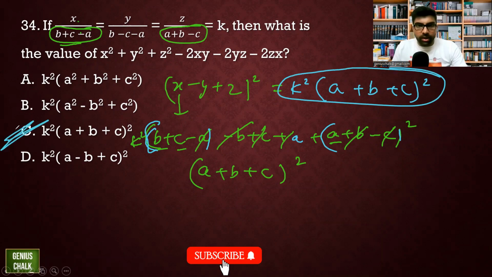I hope this concept is clear. So this is just a formula. We have opened the formula. I have put these values because this was square. So k also will become square and multiplied here.